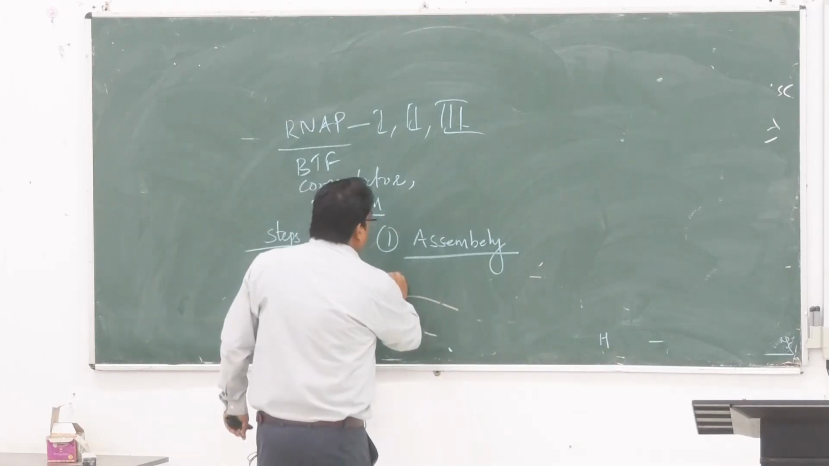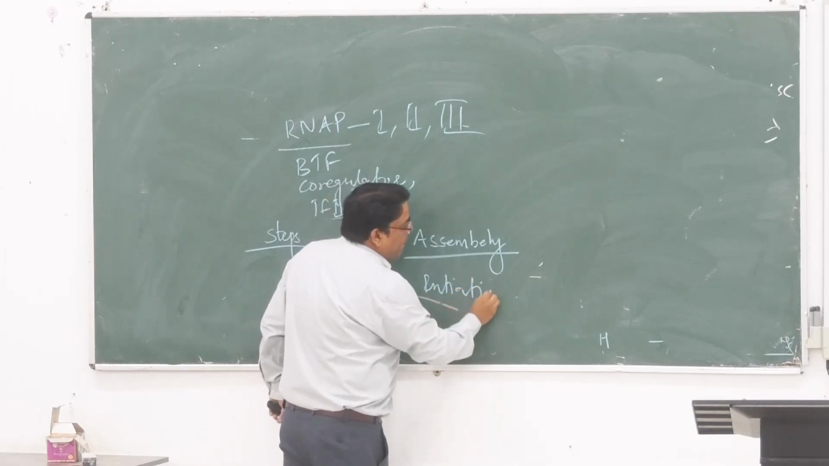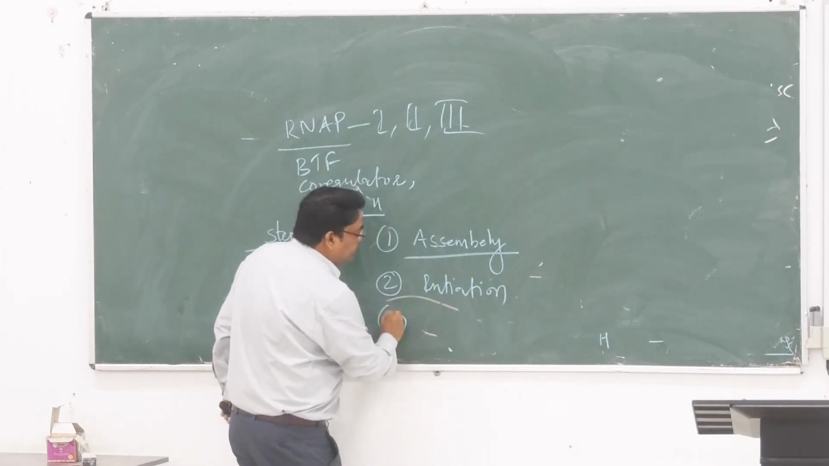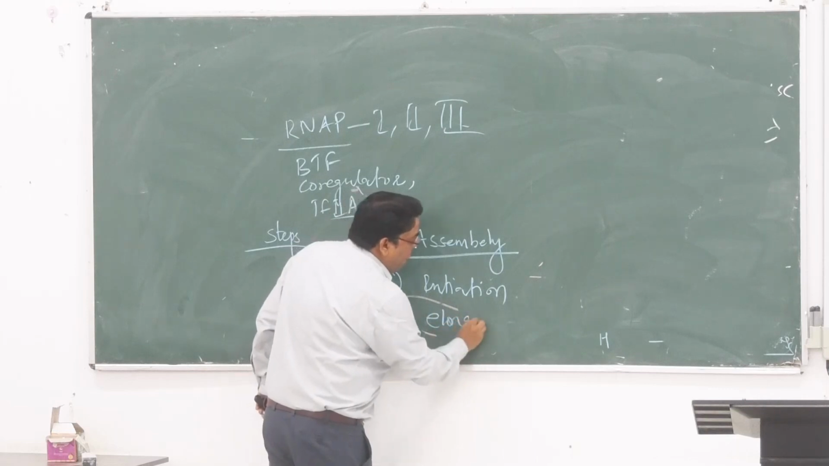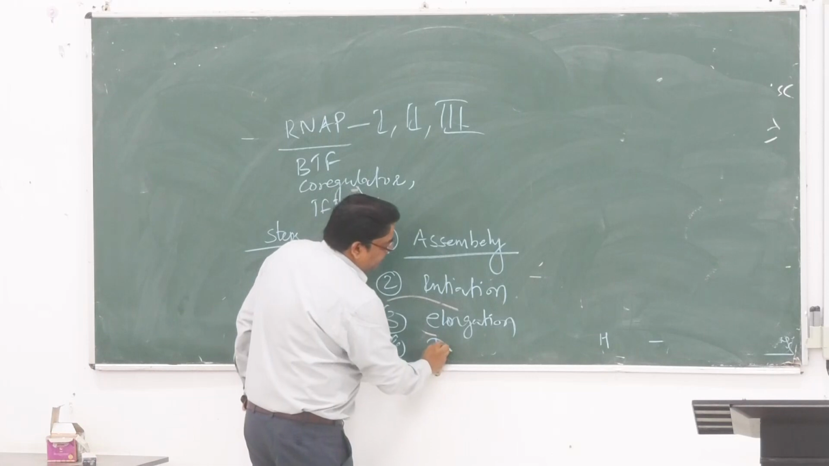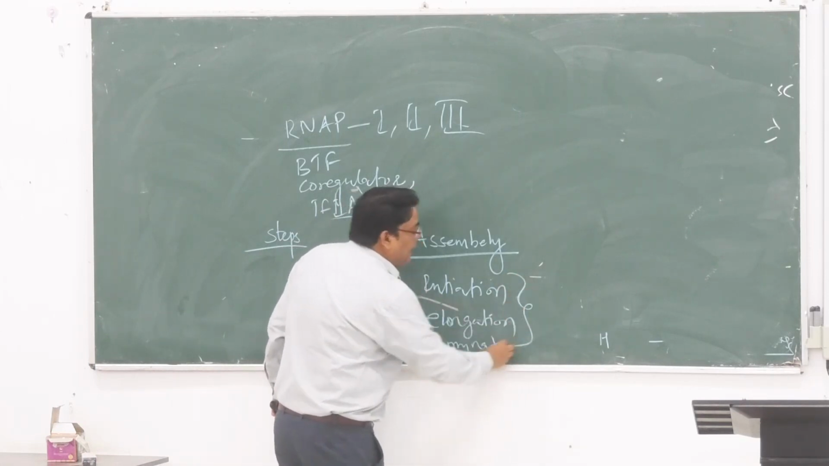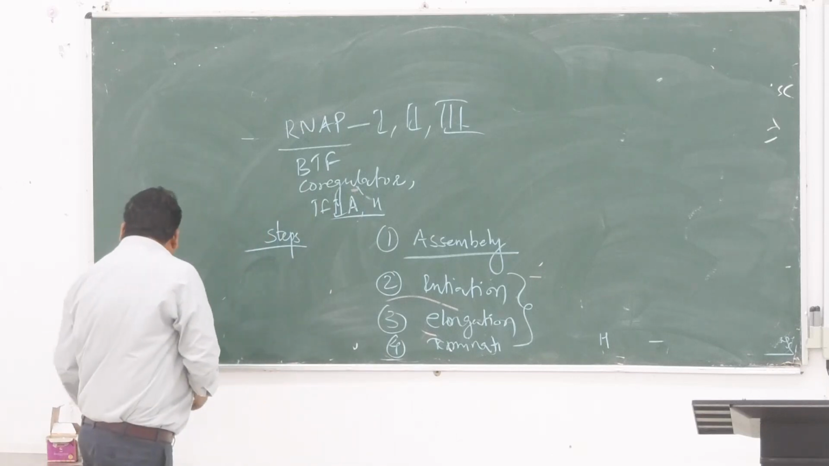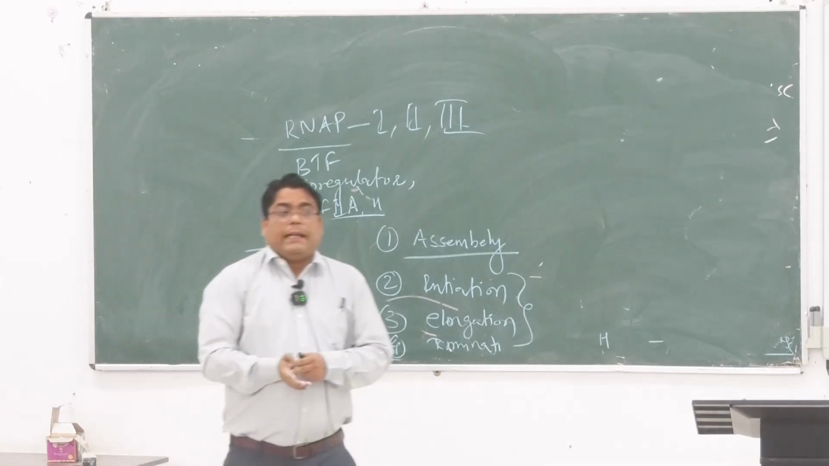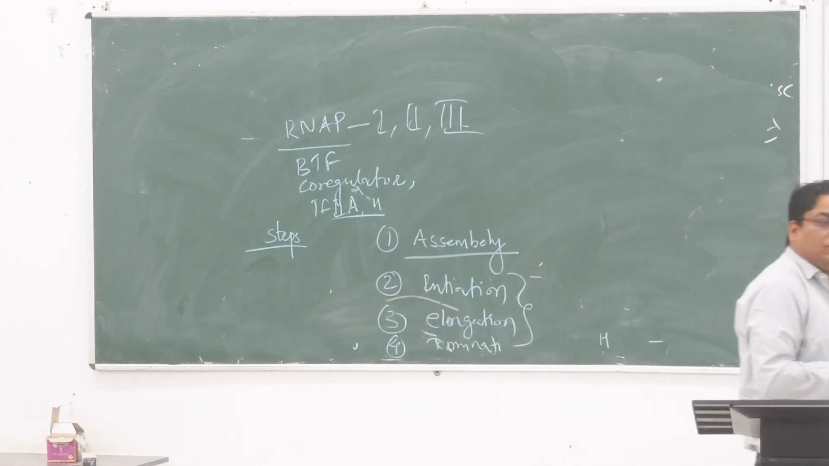After that, the second step is initiation, then elongation, and lastly termination. Now these three steps are the same as in prokaryotes, but one step is different. Assembly. What is the meaning of assembly? Gathering. All of you gather in the ground, we call this assembly.